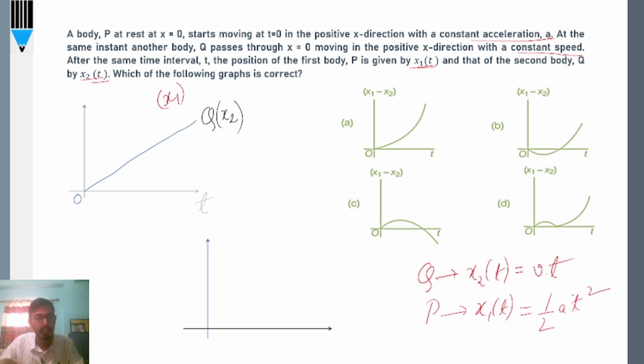Now at square is a parabolic equation, a second order equation, so its graph will be like a parabola, just like in harmonic potential half kx square, similarly half at square will be a parabola. So P's graph, as you can see, would be a parabola with respect to time.